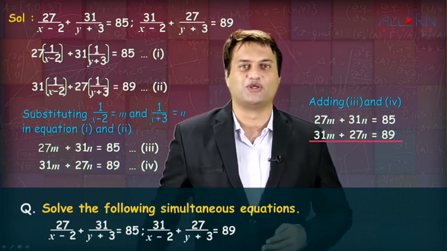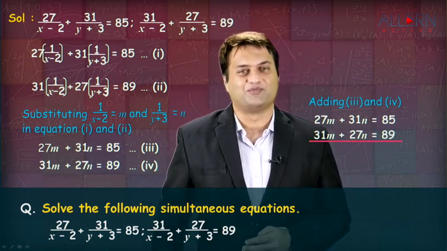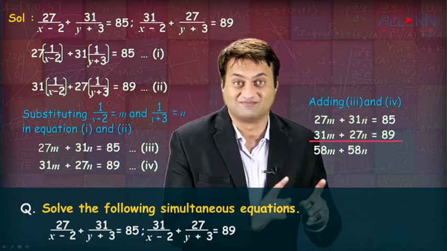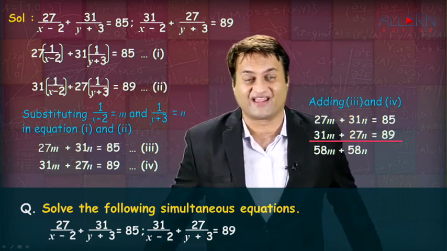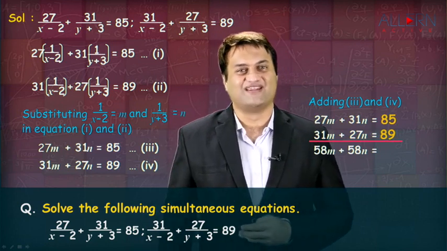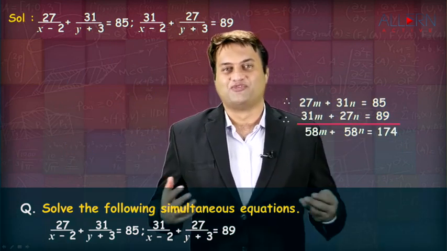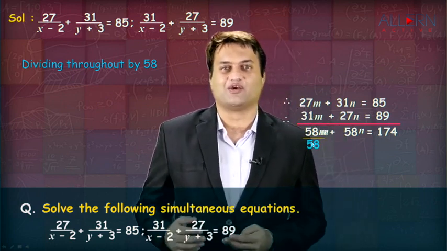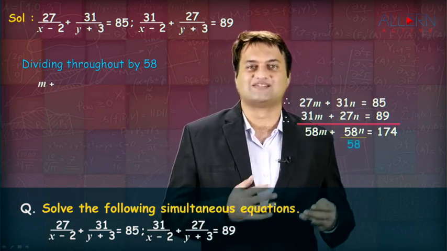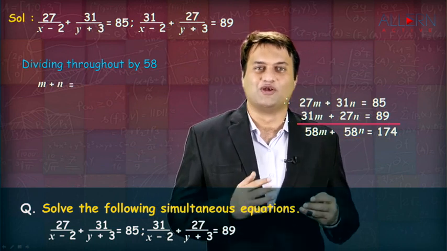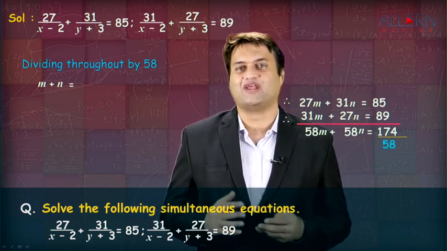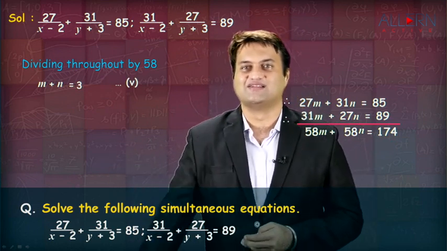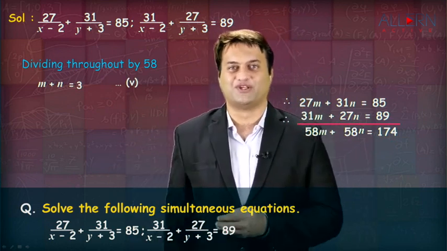Now, let's add the two equations. 27 plus 31 is 58m plus 58n. Coefficients are same. We are on the right track. 85 plus 89 is 174. 58, 58, dividing throughout by 58, what do we get? We get m plus n is equal to 174 upon 58, and 174 upon 58 is 3. You get m plus n is equal to 3. Let this be the fifth equation.